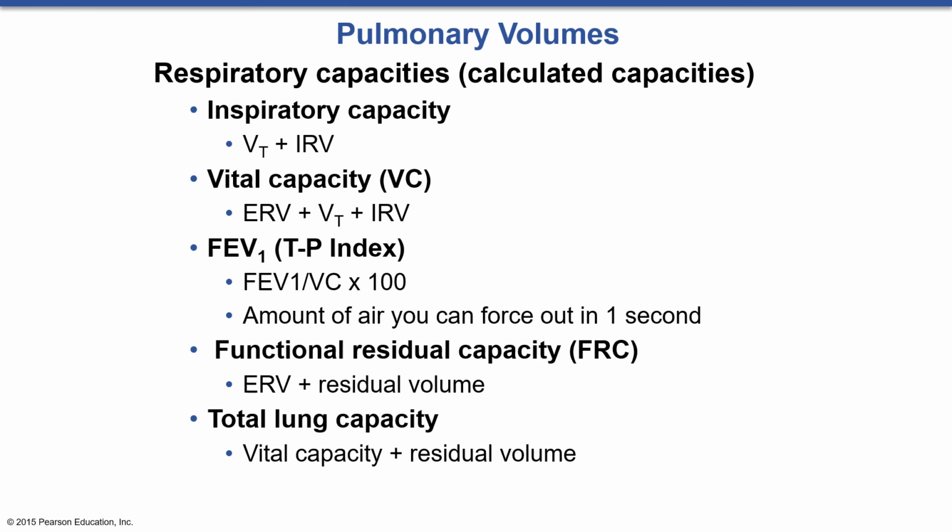Now let's go back to that middle one, FEV1 and the TP index. FEV1 is the forced expiratory volume in 1 second. So this is the amount of air that you can force out of your lungs in 1 second. Additionally, we can take FEV1, divide it by vital capacity, and then times it by 100, and this gives us our TP index, or the Tiffeneau-Pinelli index. This is the percentage of the total volume of air in your lungs that you can force out of your lungs in 1 second, and the index simply puts it on an overall scale in percentile form. An average TP index is somewhere around 80%.